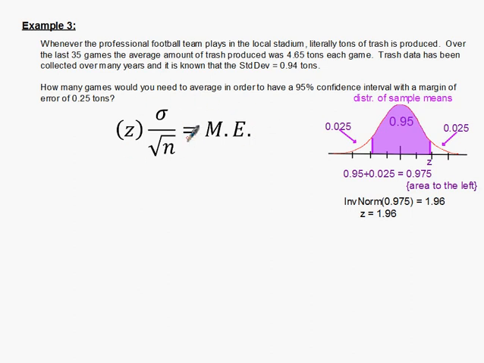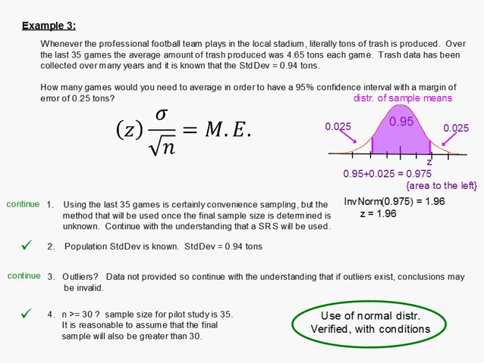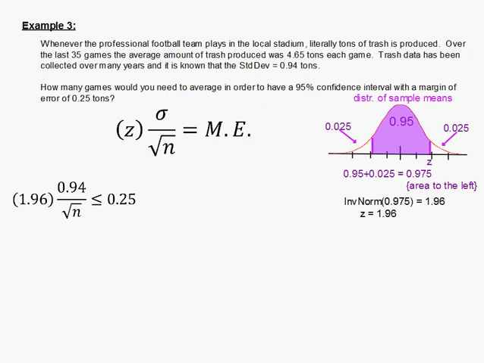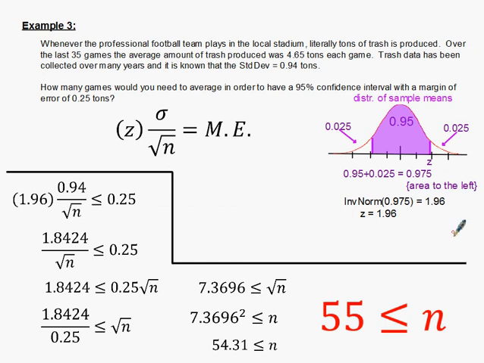So we have our same margin of error. That should be an inequality. Sorry about that. There we go. We have z times our standard error. We can get our z-score. We're assuming that the normal distribution will be verified. We can do that once we get our n value. And then, well, here it is. We have our n, or our verification. And then we, of course, plug in to our equation. And it turns out that we would need to average at least 55 games.